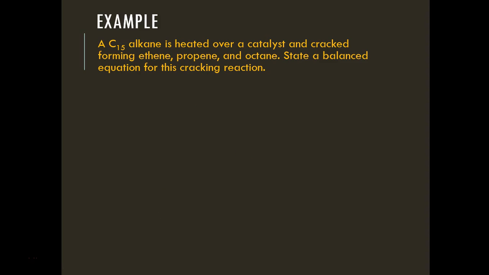Okay, so here's an example from an IB exam. It says an alkane with a carbon number of 15 is heated over a catalyst and cracked, forming ethene, propene, and octane. State a balanced equation for this reaction. All right, so I want you to take a moment and pause the video and see if you can work this one out on your own before I go over it.